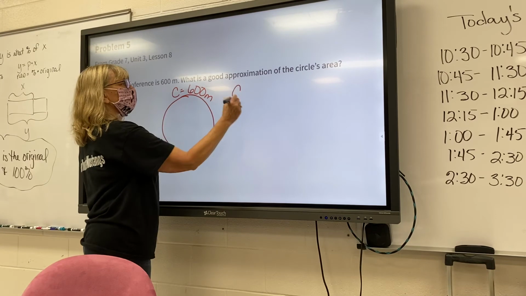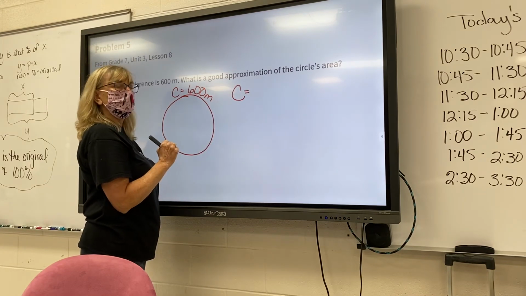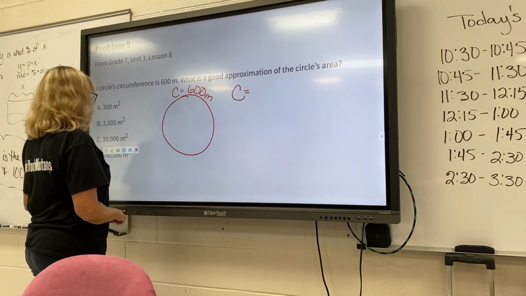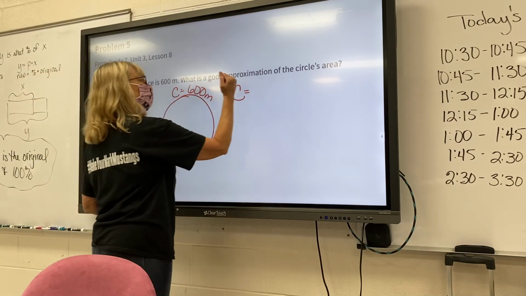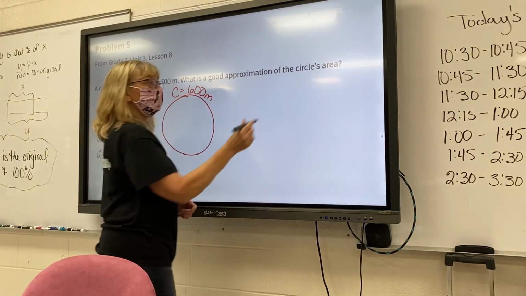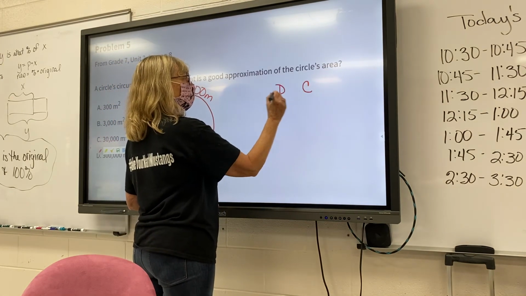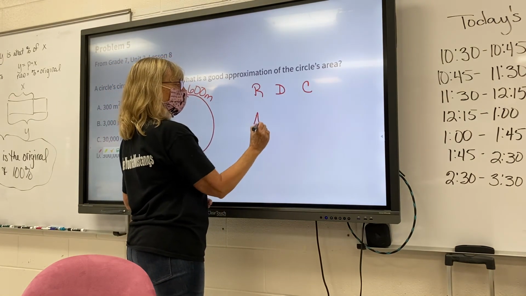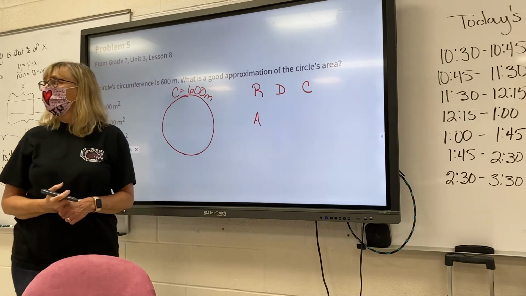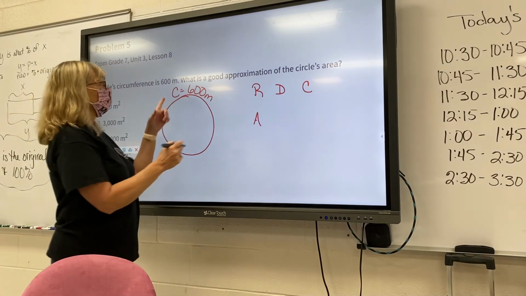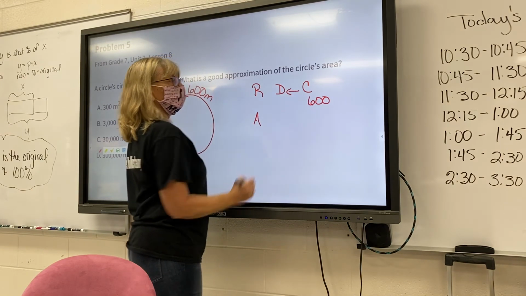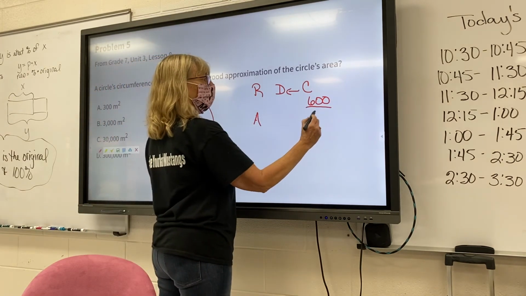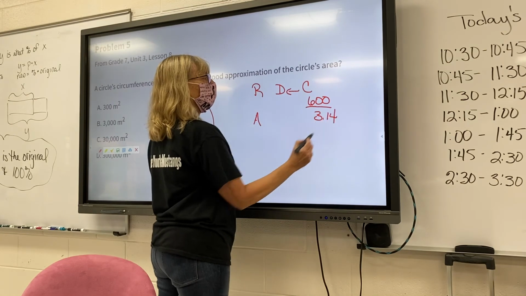Well, how do I find circumference? Or we can use our cheat table. Do we want to use our cheat table? Our little flow chart: C, D, R, and then A. You want to use that? Remember that? All right, so C equals 600. What do I do to get the diameter? Divide by 3.14. What do you get?